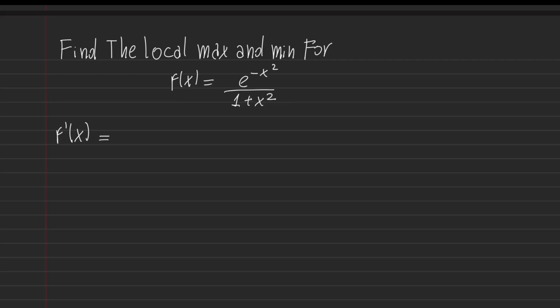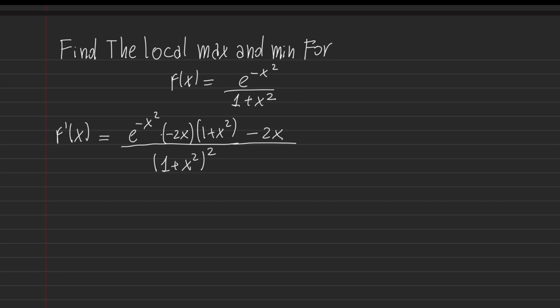Well, now we have a quotient, so we have to apply the quotient rule. So we square the denominator, 1 plus x squared, all squared. Then we take the derivative of the numerator, which is e to the minus x squared times the derivative of the exponent, which is minus 2x, times the denominator, so 1 plus x squared, minus the derivative of the denominator, which is 2x, times the numerator, which is e to the minus x squared.